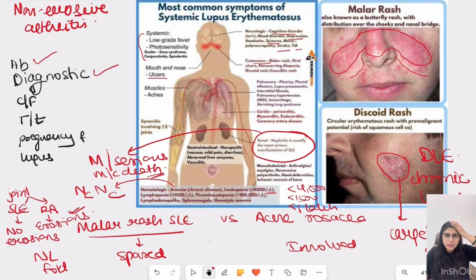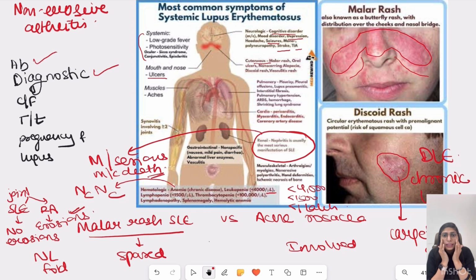Then there are CNS features, which include seizures, psychosis, depression, young stroke, young TIAs. Then we come to the eyes. Coming down to the eyes, there can be Sicca syndrome, that is dryness of eyes. There can be episcleritis or scleritis. There can be cotton wool spots on the retina.